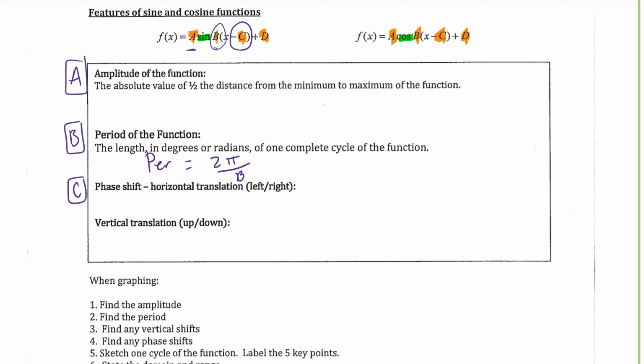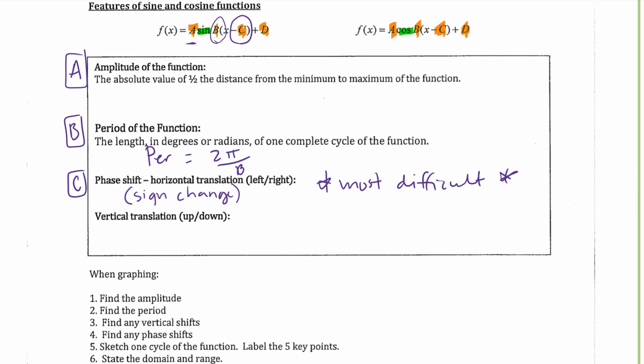The phase shift is represented by C. It will always have a sign change. So if it is a positive number, that means you move to the left, and if it's a negative number, you move to the right. The phase shift is the most difficult part of graphing these, and we will keep working on that. I expect you to try it today, but I don't know if you'll master the phase shift today.